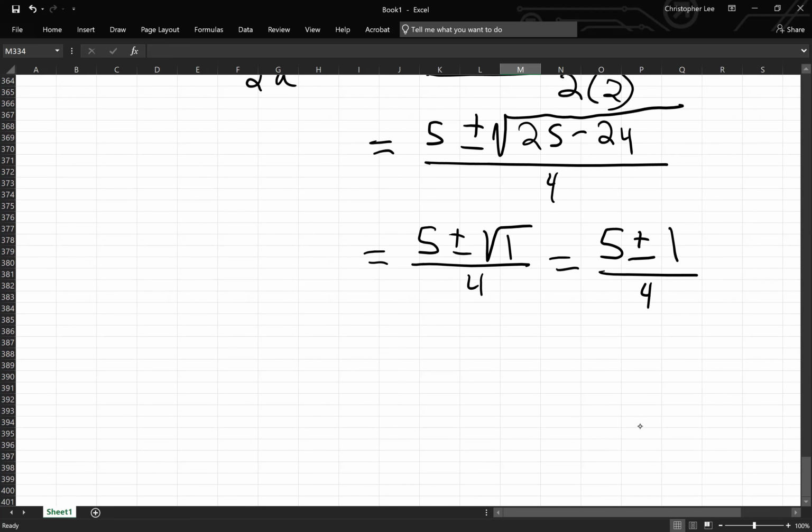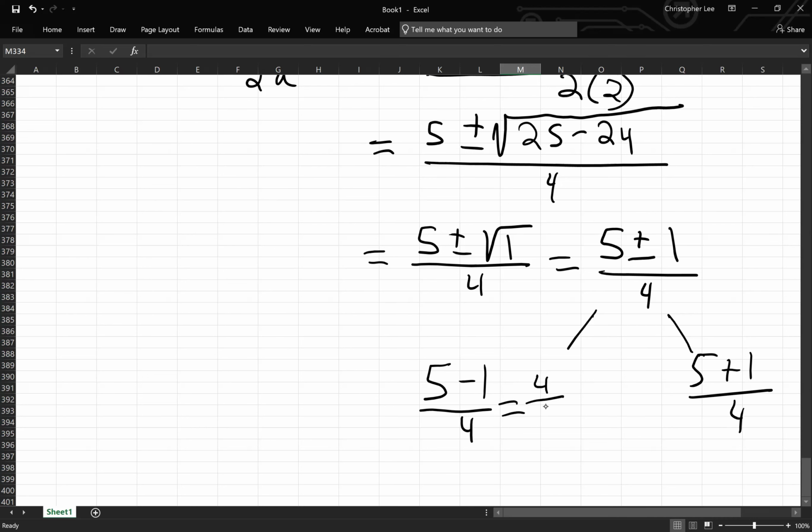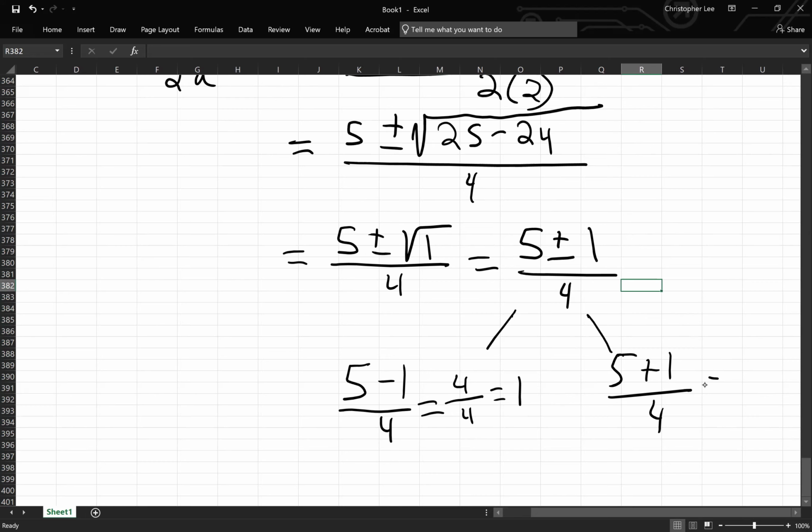So now I have 2 answers here. One of them is going to be 5 minus 1 over 4, and the other one is going to be 5 plus 1 over 4. This one is 4 over 4, call that 1. This next one is 6 over 4, or 3 over 2.